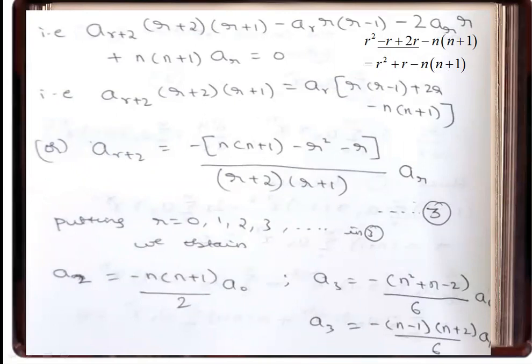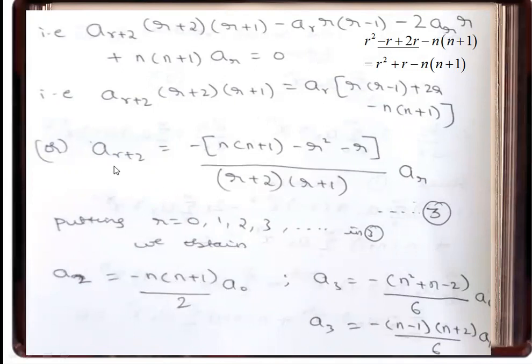Next, we are discussing by substituting r equal to 0, right? So what you get, a2 is equal to minus n into n plus 1. This is 0, this is 0, and in the denominator 0 plus 2 into 0 plus 1, which is nothing but only 2. So a2 is equal to this expression into a naught. Next, we shall consider r equal to 1.